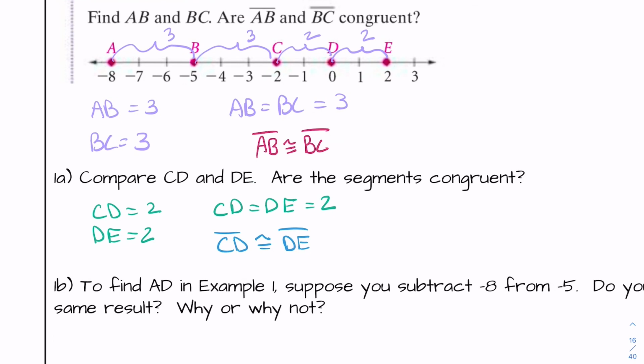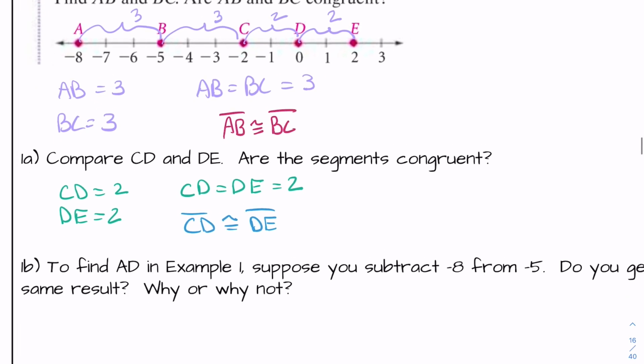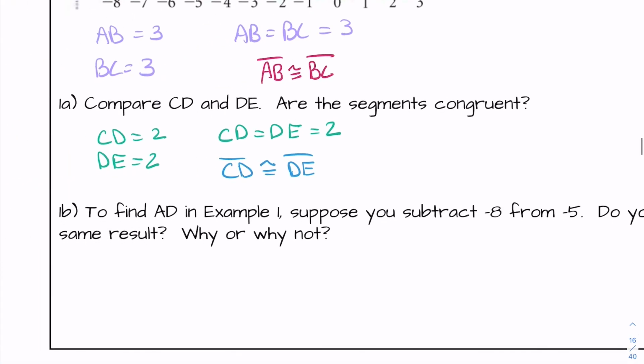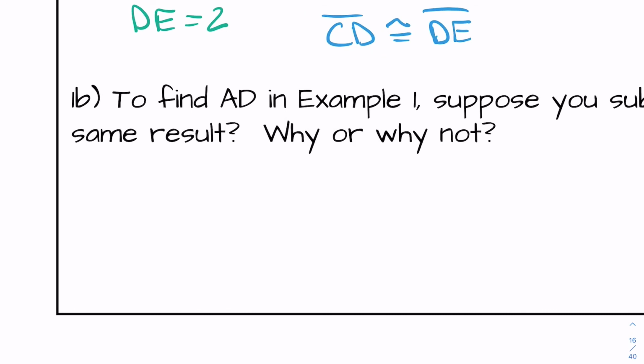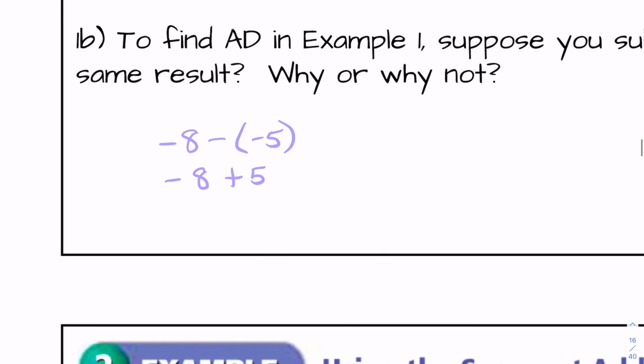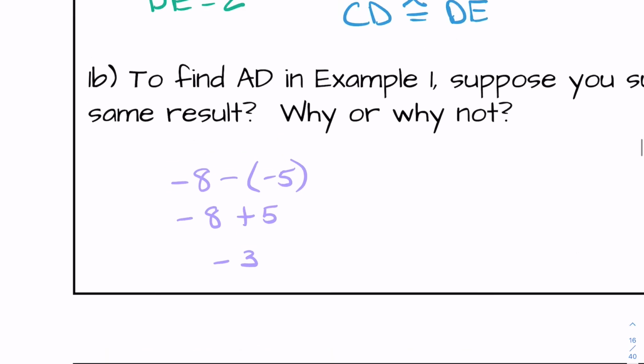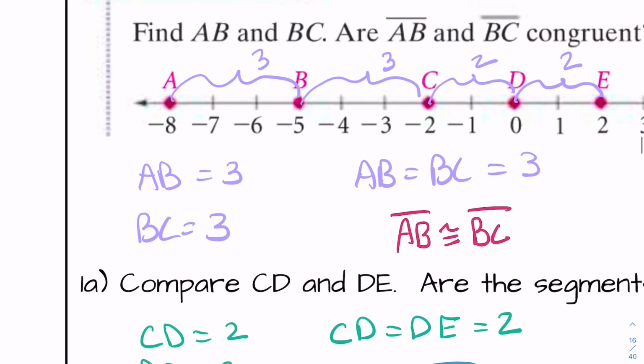Example 1, suppose you subtract -8 from 5. Do you get the same result? Why or why not? And the answer is yes, we do. We're going to do -8 minus -5. What's a negative minus a negative? It's a positive. And so what's -8 plus 5? It's -3. But wait a minute, distance can't be negative, right?